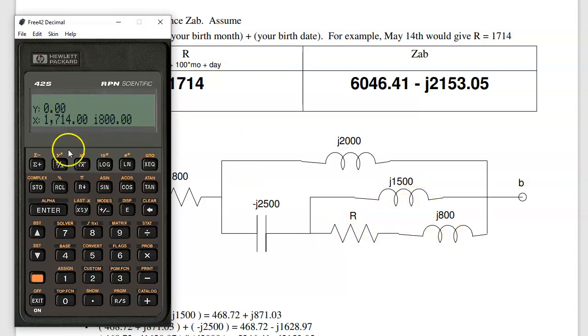In parallel with j1500, in parallel the inverses add. So 0, enter 1500. There's j1500. Take its inverse. This together is 468 plus j871. In series with minus j2500. In series, they add. In parallel with j2000, 0, enter 2000. 1 over R2, inverses add, inverse. In series with 800. So that's the resistance of this network.